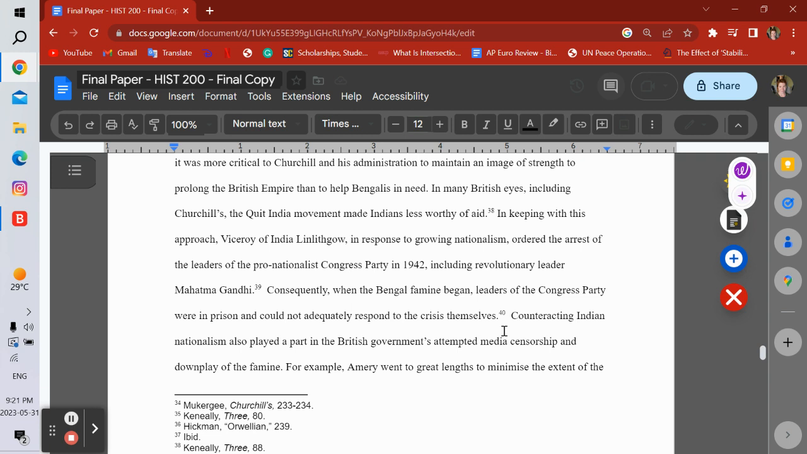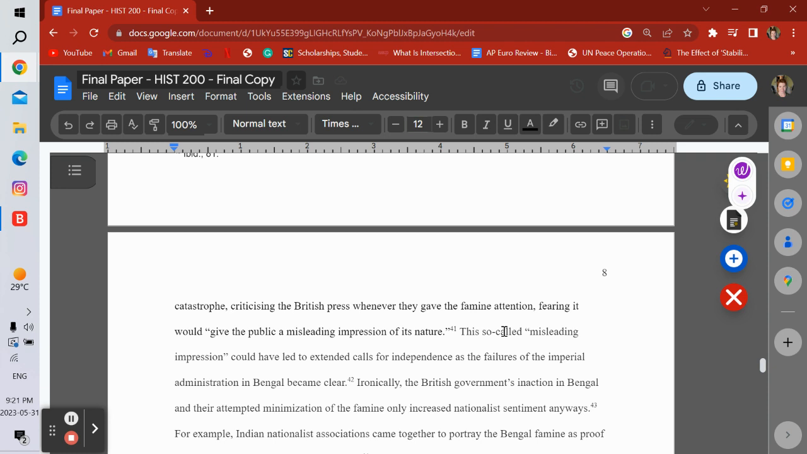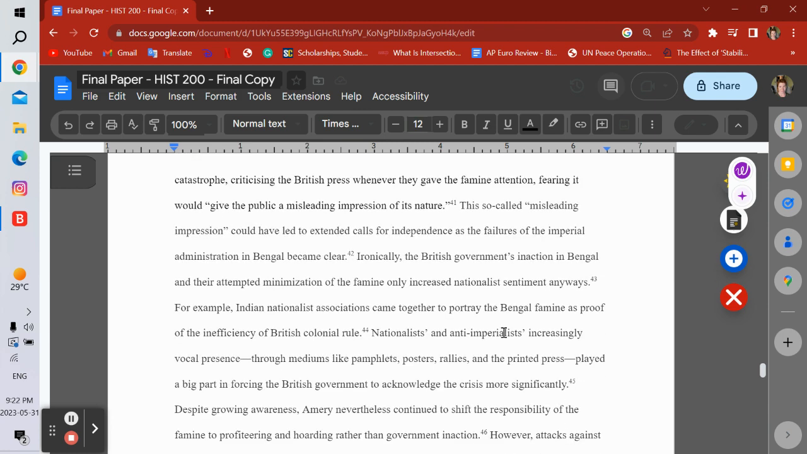Counteracting Indian nationalism also played a part in the British government's attempted media censorship and downplay of the famine. For example, Emery went to great lengths to minimize the extent of the catastrophe, criticizing the British press wherever they gave the famine attention, fearing it would give the public a misleading impression of its nature. This so-called misleading impression could have led to extended calls for independence as the failures of the imperial administration in Bengal became clear. Ironically, the British government's inaction in Bengal and their attempted minimization of the famine only increased nationalist sentiment anyways.